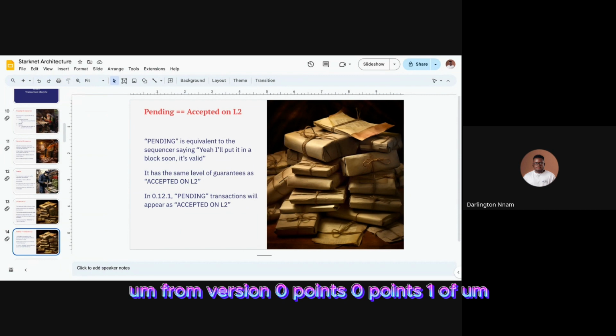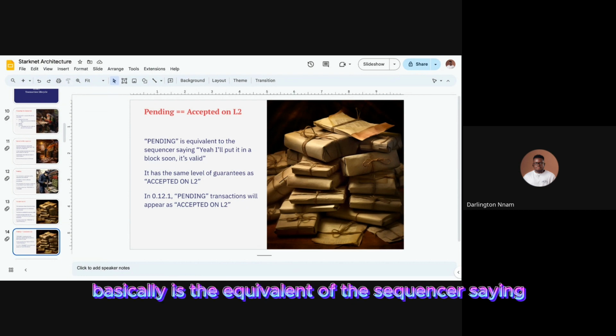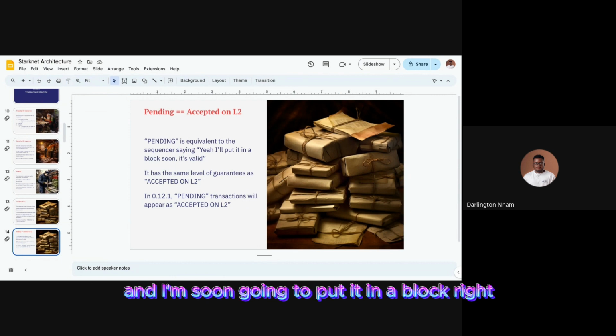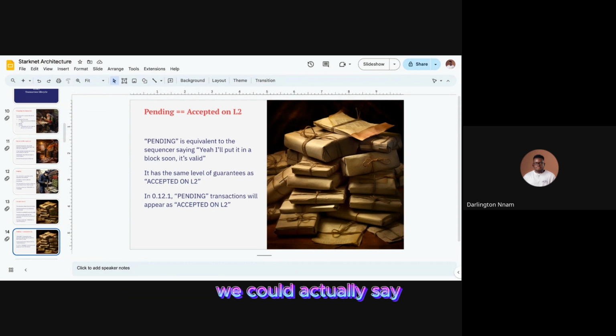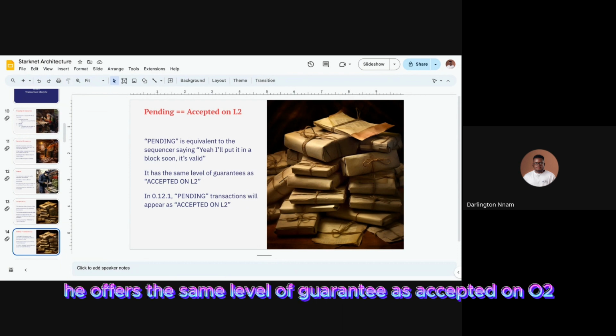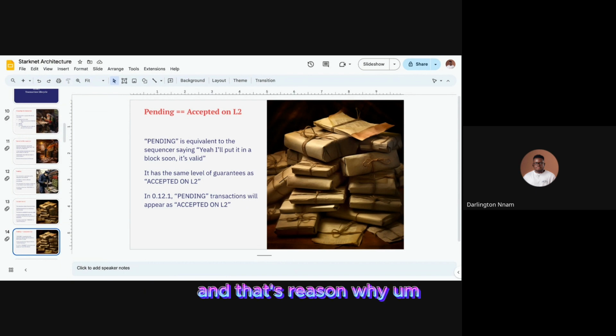From version 0.12.1 of the Starknet sequencer, pending is now the same as accepted on L2. Pending basically is the equivalent of the sequencer saying, I've executed a transaction, I know it's valid, and I'm soon going to put it in a block. So we could actually say it offers the same level of guarantee as accepted on L2. And that's the reason why, if you notice, the pending state now appears as accepted on L2.